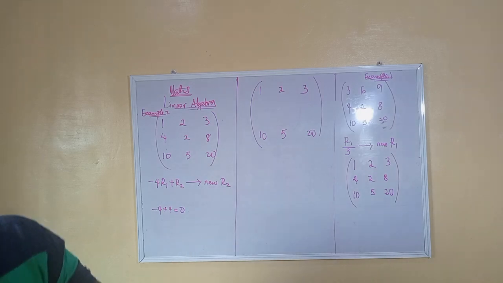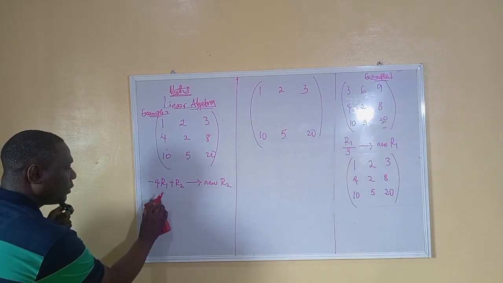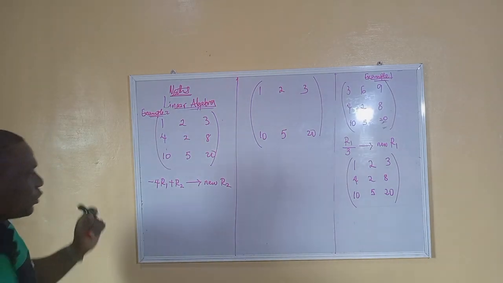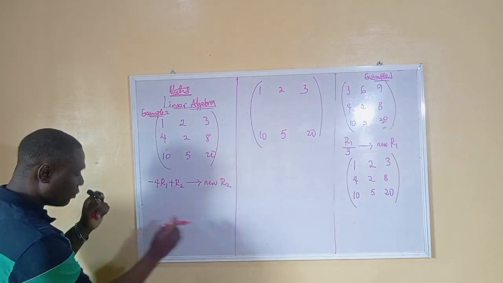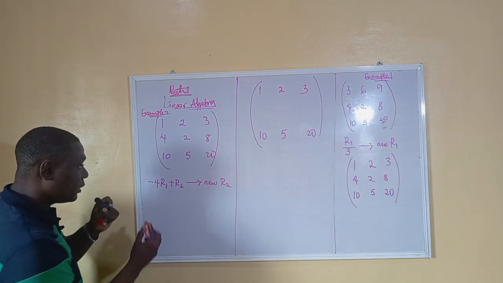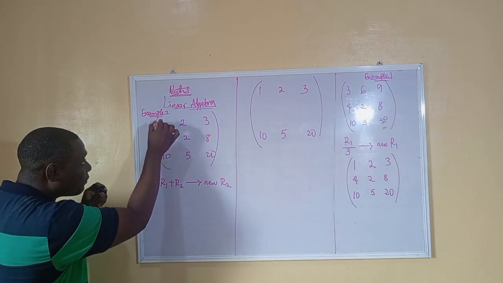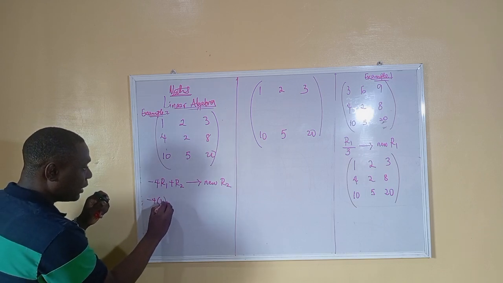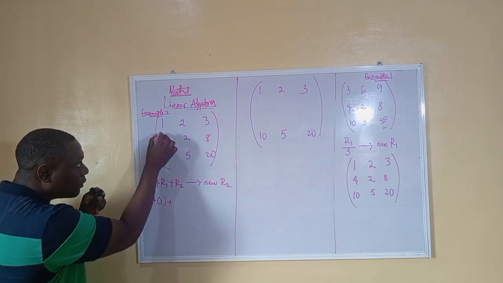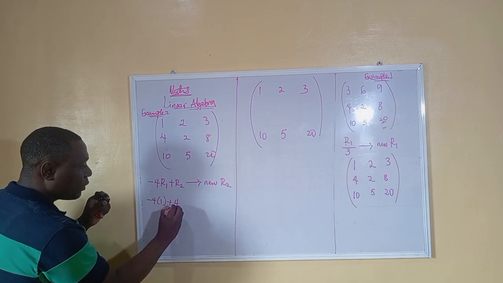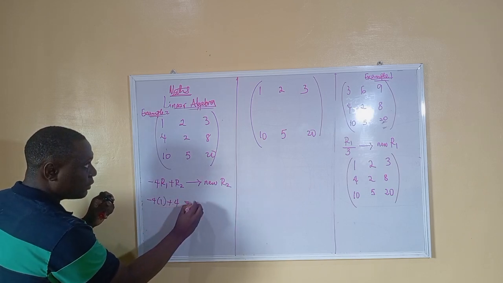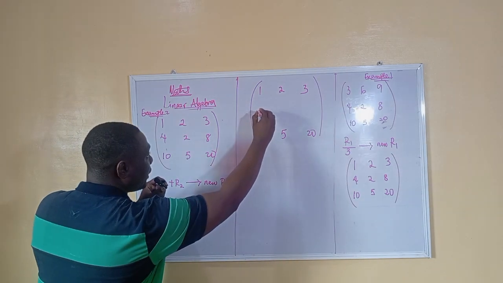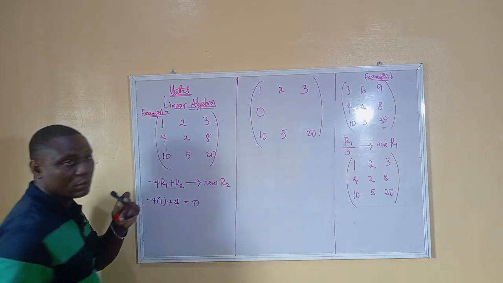Or let me put it in a neater form. So I'm trying to perform this row operation here, right? The first entry in row 1 is 1, so it's going to be -4 times 1, then plus row 2, the first entry in row 2 is 4, and of course this will give us 0. So the first entry here is going to be 0.